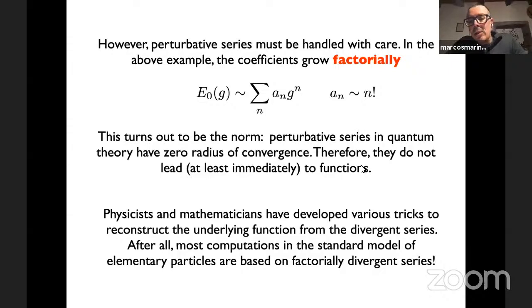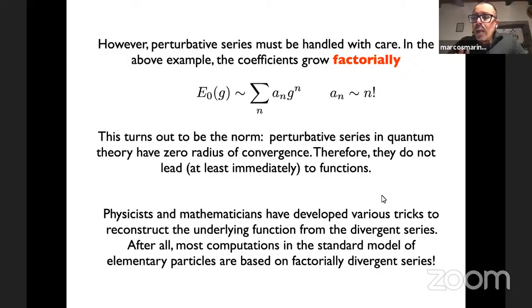And physicists and mathematicians have developed various tricks to reconstruct the underlying function which is behind a divergent series. And this is something that you have to do, because most of the most successful predictions of physics are based on divergent series. For example, computations in the standard model of elementary particles, which we are all very proud of, are very often based on factorially divergent series. So this is something that you have to address at some point. One way to address this is to use all the technologies that Brent was also summarizing yesterday, which are techniques based on Borel resummation methods.